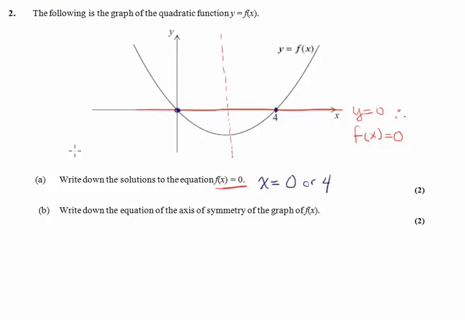And basically, because it's symmetric, then we know that the distance from the axis of symmetry to 4 has to be the same as it is to 0. And so that means it must be located at 2. And because we're talking about an equation, we need to say x equals 2.